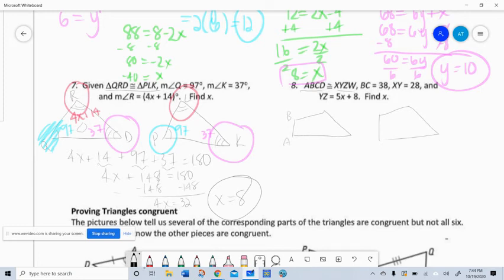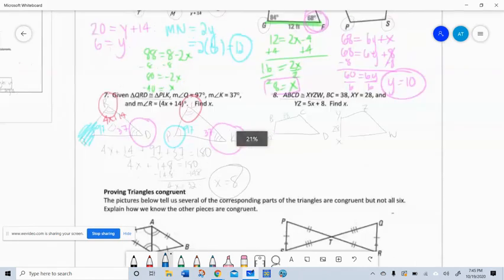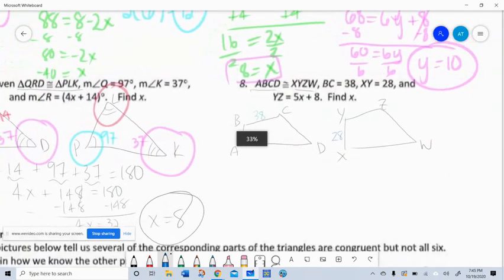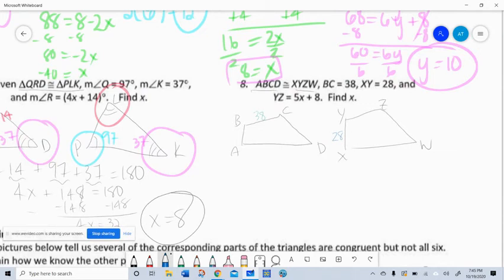If I've got A, B, C, and D, then over here I need to have X match up with A, Y match up with B, Z match up with C, and W match up with D. Okay? And I just totally made up that shape. Who knows what it really looks like? But we know that BC equals 38, XY equals 28, and YZ equals 5x plus 8. YZ is 5x plus 8.